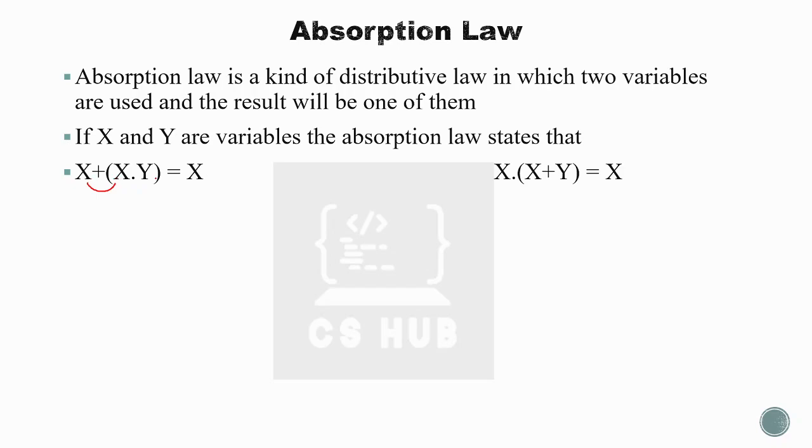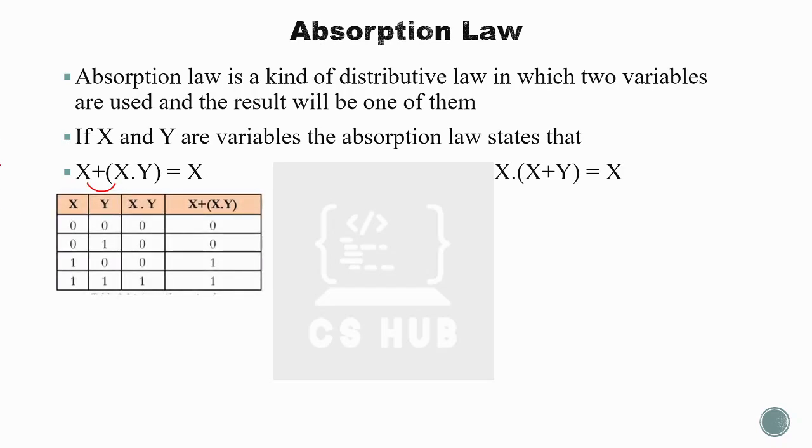X plus x into y. In the result, we will have only x. The y is absorbed. X plus x into y is equal to x. Similarly, x into (x plus y) is equal to x. The operators are interchanged here. This is the proof. We have two variables x and y. All four combinations are written over here. Then we find x into y, then x plus x into y, and check whether this is equal to x. Yes, equal. So this theorem is proved.